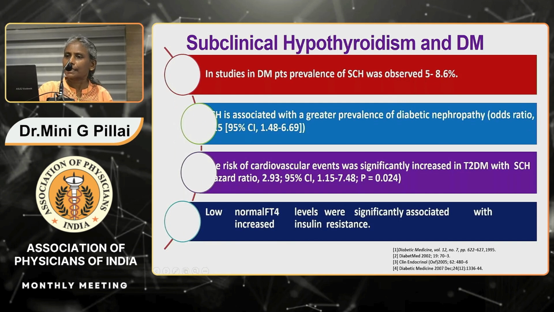Subclinical hypothyroidism, again, this is what we have mentioned already. Increased risk for microalbuminuria, increased prevalence of diabetic retinopathy and diabetic nephropathy. Cardiovascular events also significantly increased in type 2 diabetes with subclinical hypothyroidism. And even low normal free T4 levels are also significantly associated with increased insulin resistance.